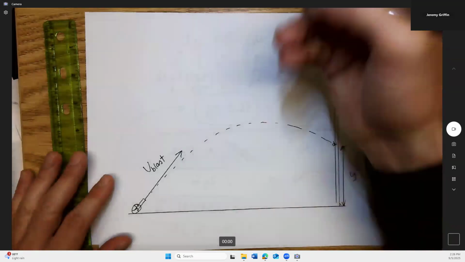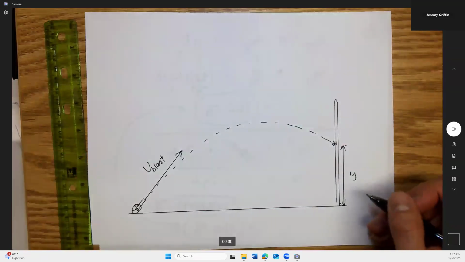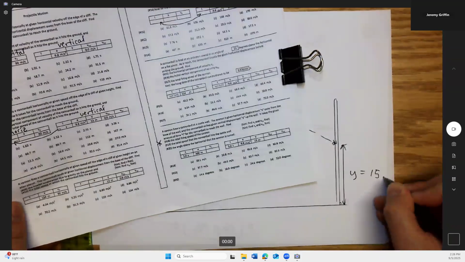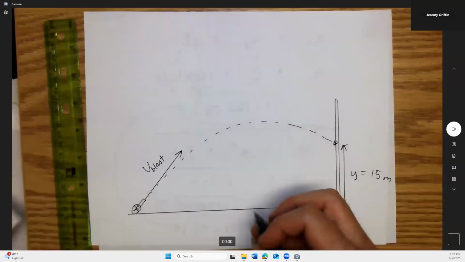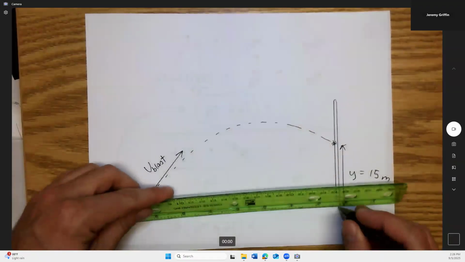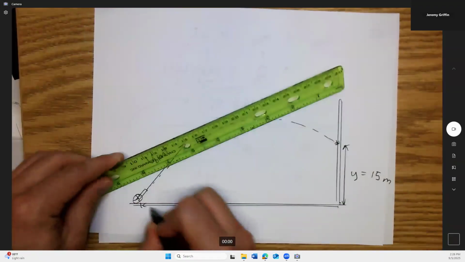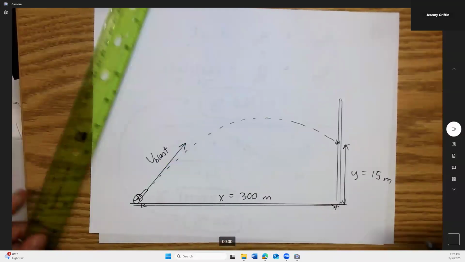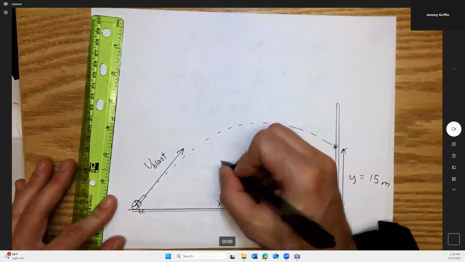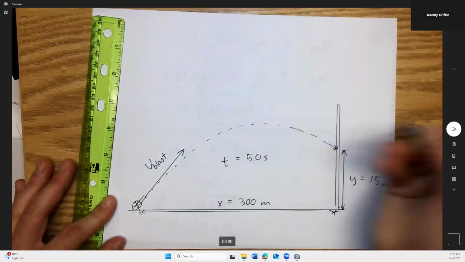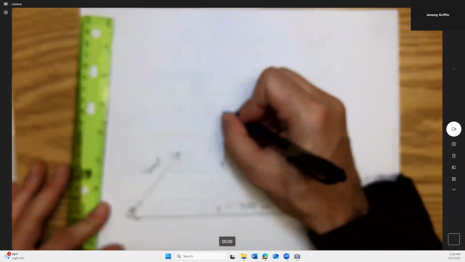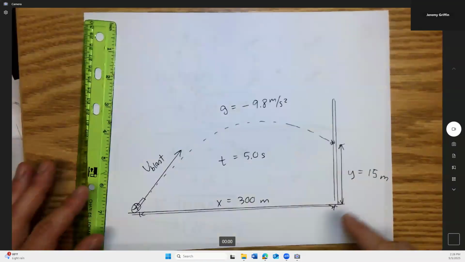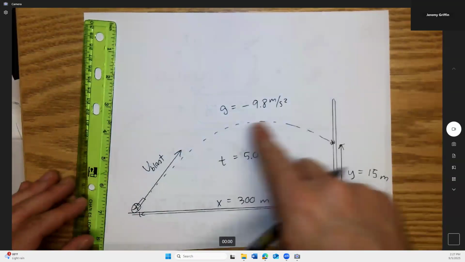What do you know? I told you the height of the castle wall. Mine says 15 meters. Yours probably says something different. I told you this distance right here, x, to the castle wall. On my paper, it's 300 meters, and for you guys it's probably something different. And I told you the time. For me, it's 5 seconds. For you, it's probably something different. And I also told you the gravity field. I gave it as negative, so that when you blast the cannonball kind of upish, gravity's pulling down. That's what's going to make it bend back down.